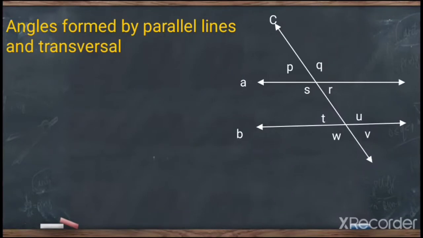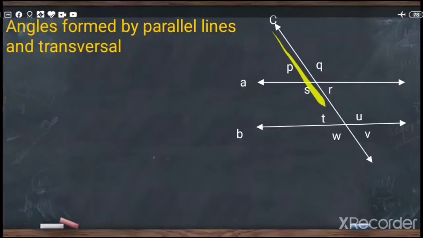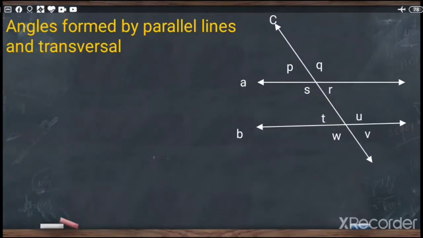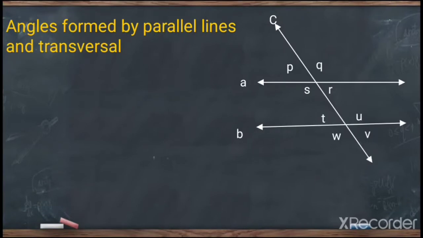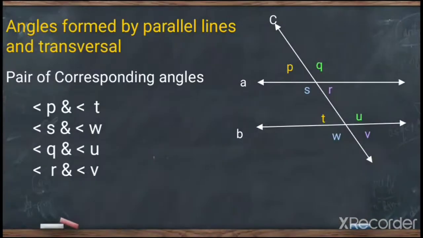Here in this diagram, line A and line B both are parallel lines and line C is their transversal. Due to this line C, there are a total of 8 angles newly formed. Out of these, some are corresponding angles. You know which angles are corresponding. Angle P and angle T. Similarly, angle S and angle W. Angle Q and angle U. And the last pair is angle R and angle V. These pairs are corresponding angles.